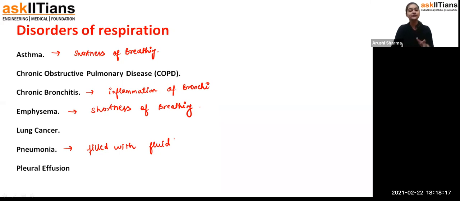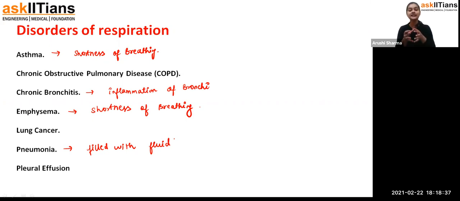Why, student? Because if you remember, when we were discussing the respiratory system, we saw that the diaphragm is there. And when the diaphragm contracts or relaxes, the size of the lungs changes, the volume changes and the pressure changes, and that's how inhalation and exhalation take place.